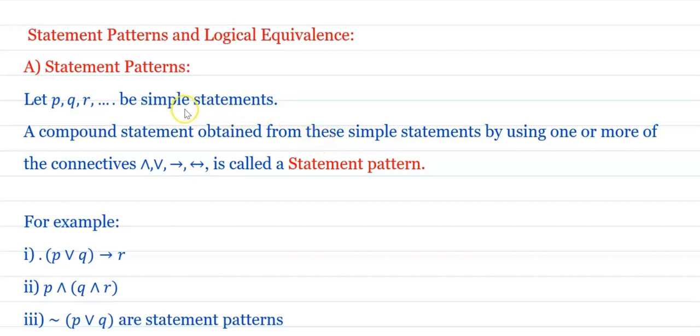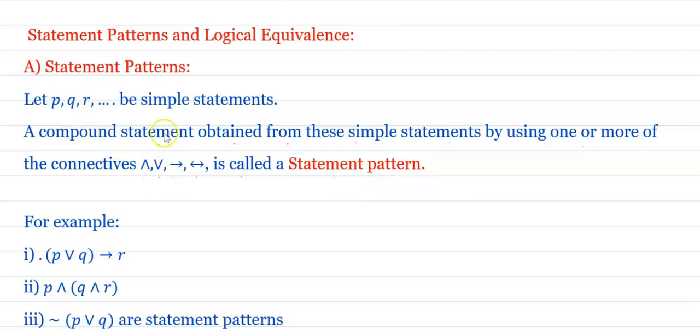Now let us start the next topics, that is the statement patterns and the logical equivalence. Now what is meant by these statement patterns? Let P, Q, R be simple statements. A compound statement obtained from these simple statements by using one or more of the connectives, and, or, implication, double implication, is called a statement pattern.